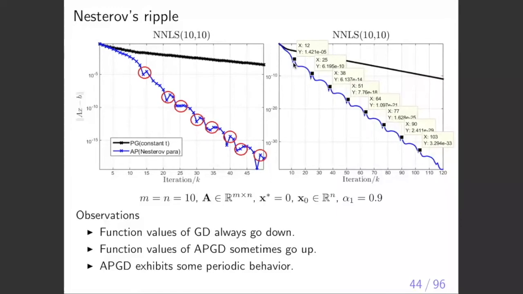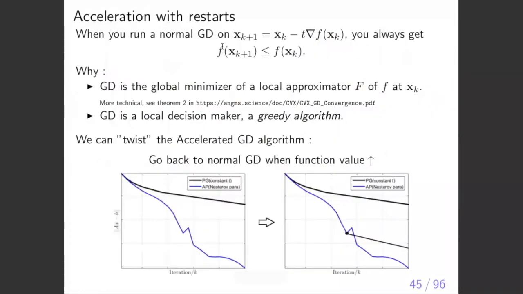At this point, the point it goes up is at iteration 12. And then at this point, the point it goes up is at iteration 25. And then the next one is 38. So what's the distance between here? 13. Between here? 13. Between here? 13. That means if we know when this point will go up, we can do something called restart. So what is restart?